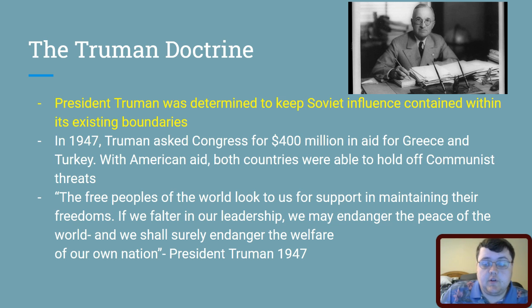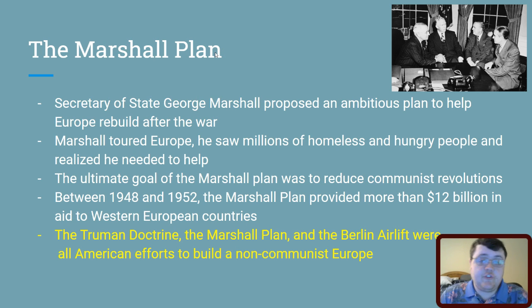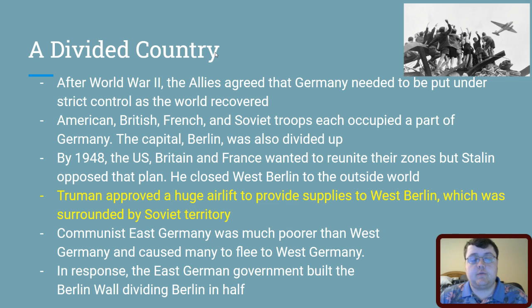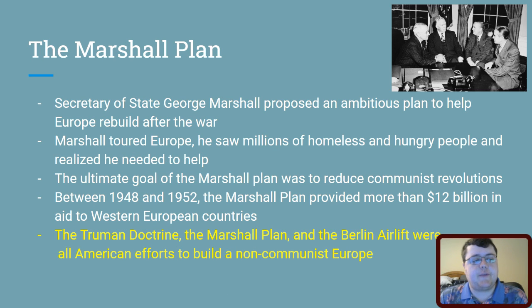Anyway, going on. In addition to the Truman Doctrine, we also put forth the Marshall Plan. So Secretary of State at the time, George Marshall, proposed an ambitious plan to help Europe rebuild after the war. So this is in addition to the Truman Doctrine, just a little bit more widespread aid. He actually took a tour of Europe after World War II to try and assess the damage that had been done over the course of this war. And he saw that there were millions of homeless and hungry people throughout the country. There are many, many areas that were completely devastated by battle.